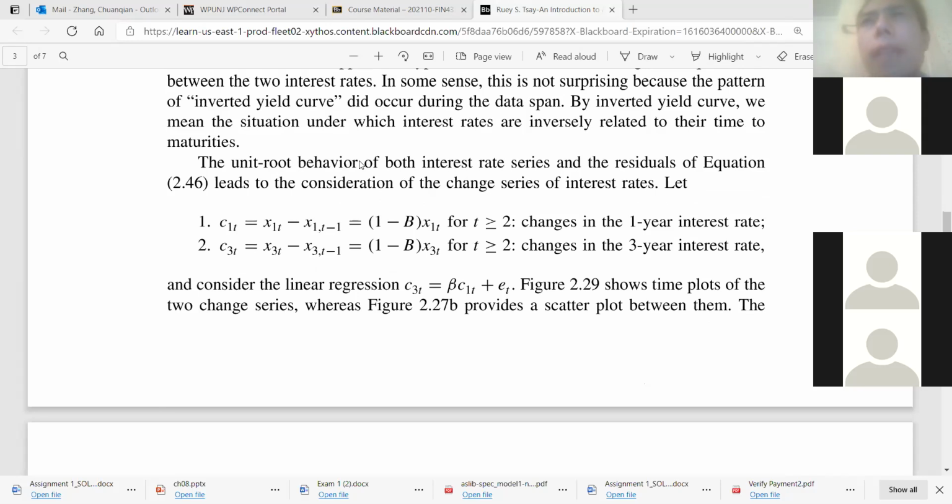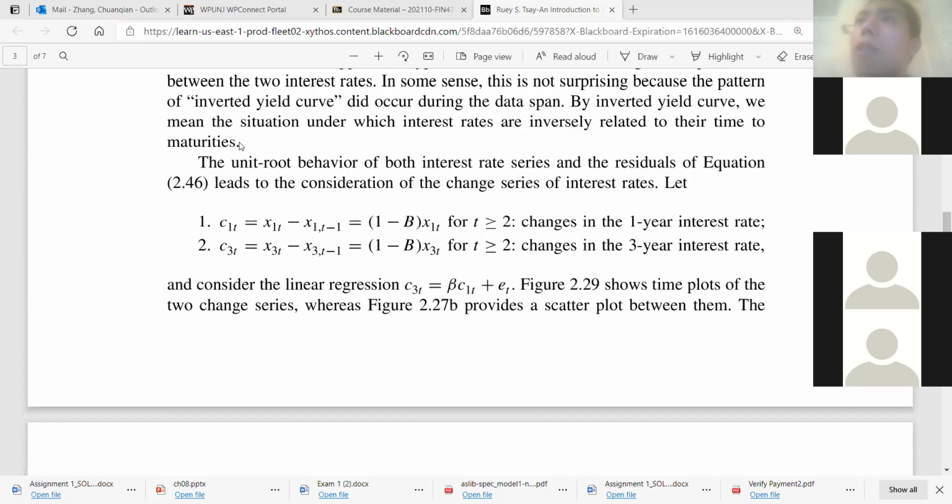And you will also find the inverted yield curve, as mentioned here. This is not surprising, because the pattern of an inverted yield curve did occur during the data span. By inverted yield curve, we mean the situation in which interest rates are inversely related to time or maturities. Usually the longer the period, the 3 years compared to 1 year, the higher the yield should be, because people expect more inflation risk. However, sometimes it is inverted, meaning people expect that after 3 years the US economy will go through a depression or recession.